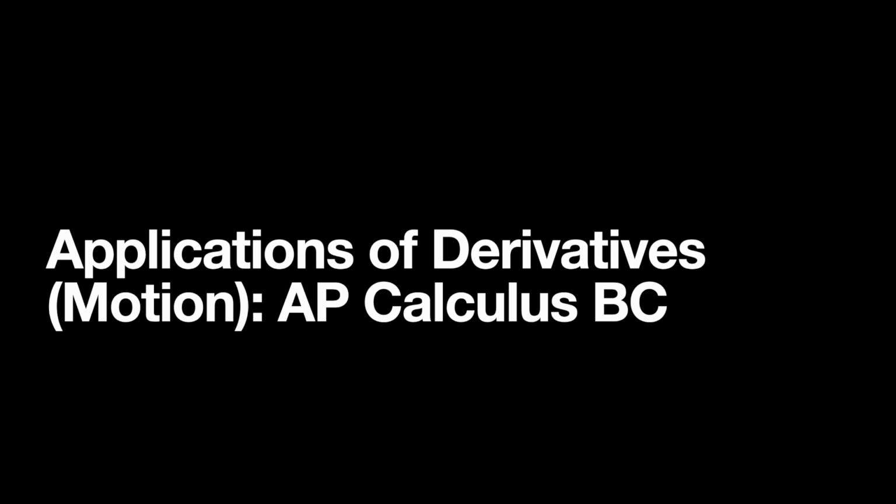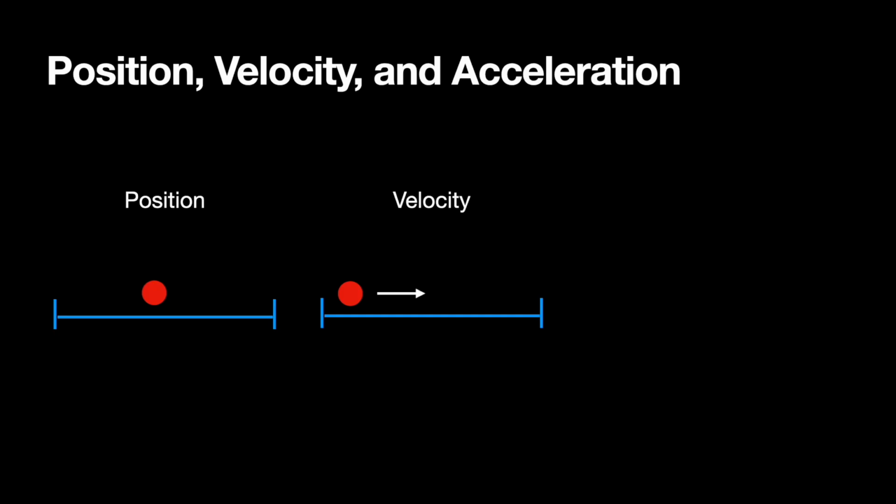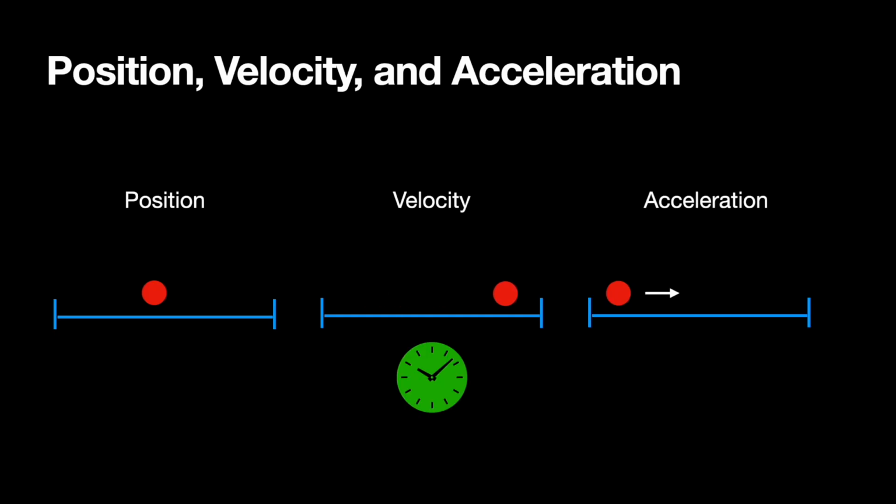Hello everyone, today I'll be covering applications of derivatives in motion. The three main motion quantities are position, velocity, and acceleration. Position is a measure of where an object is. Velocity is a measure of how fast that position is changing with respect to a change in time. And acceleration is how fast the velocity is changing with respect to a change in time.